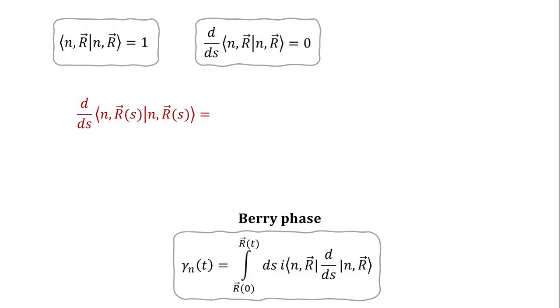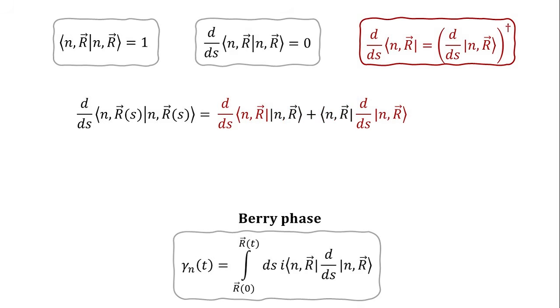Let's start with the derivative of this inner product with respect to s. Applying the product rule for differentiation, we obtain two terms involving the derivatives of the n-bra and the n-ket. Recalling that the bra is the Hermitian conjugate of the ket, we substitute this relationship into the product rule and find that only the real part of the expression survives. Since the left-hand side of this equation is 0, this implies that the real part of the quantity highlighted in green must also be 0.